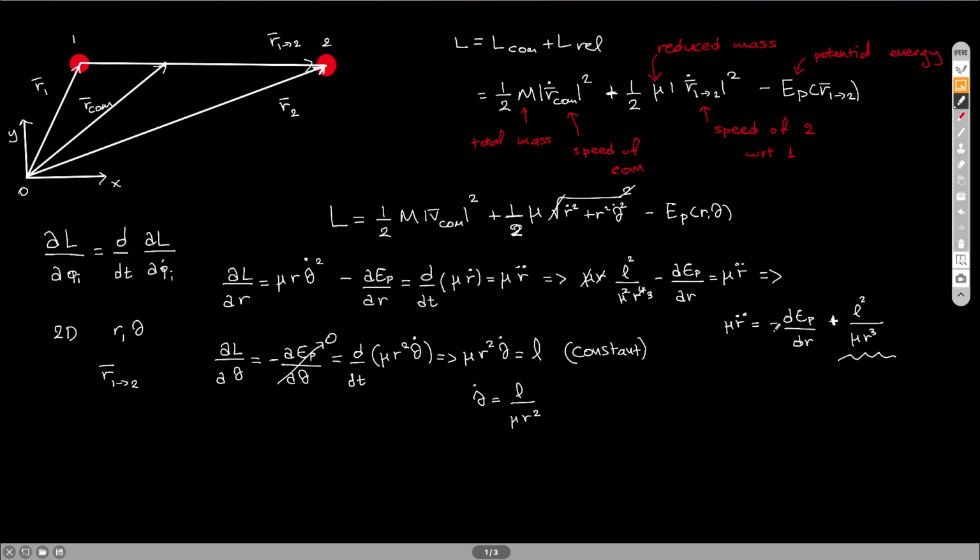All right, so this is what I get for the r generalized variable, and this is what I got for theta.